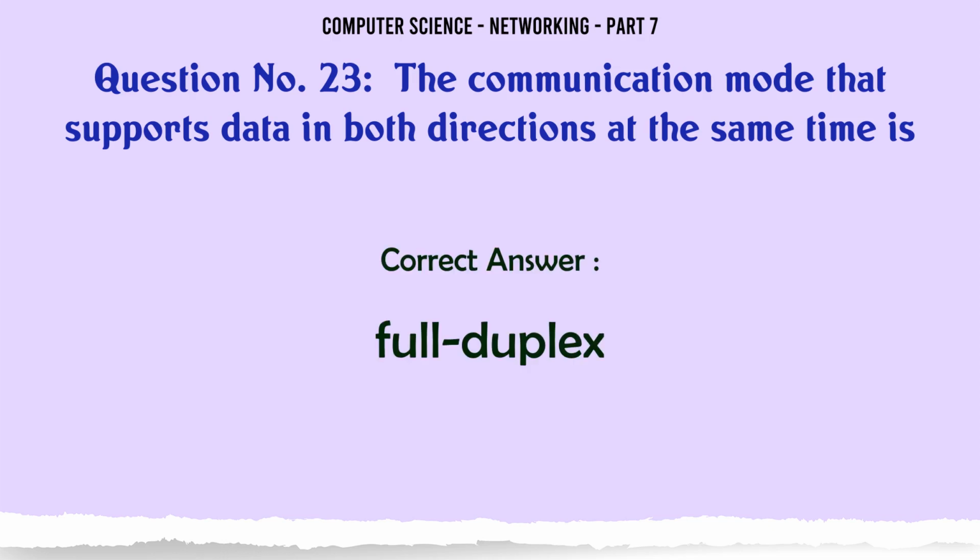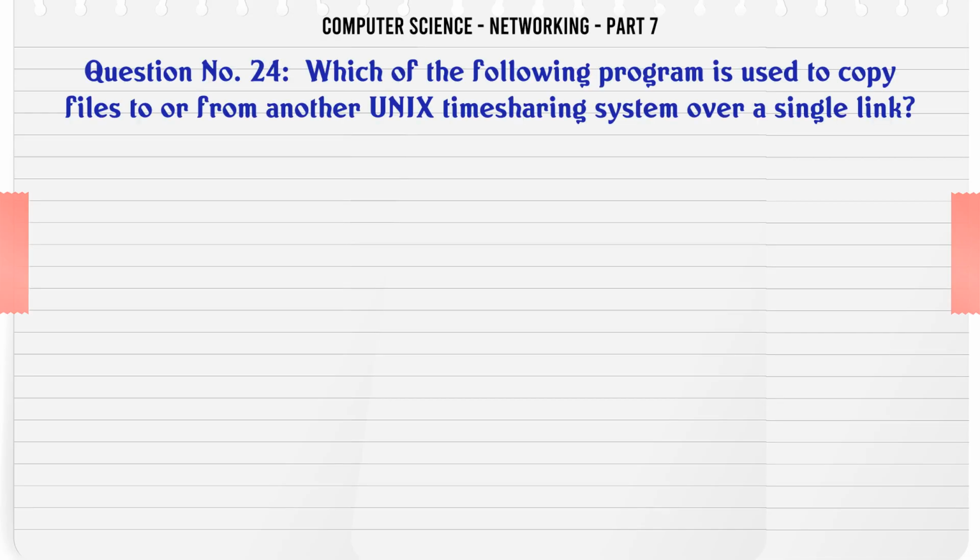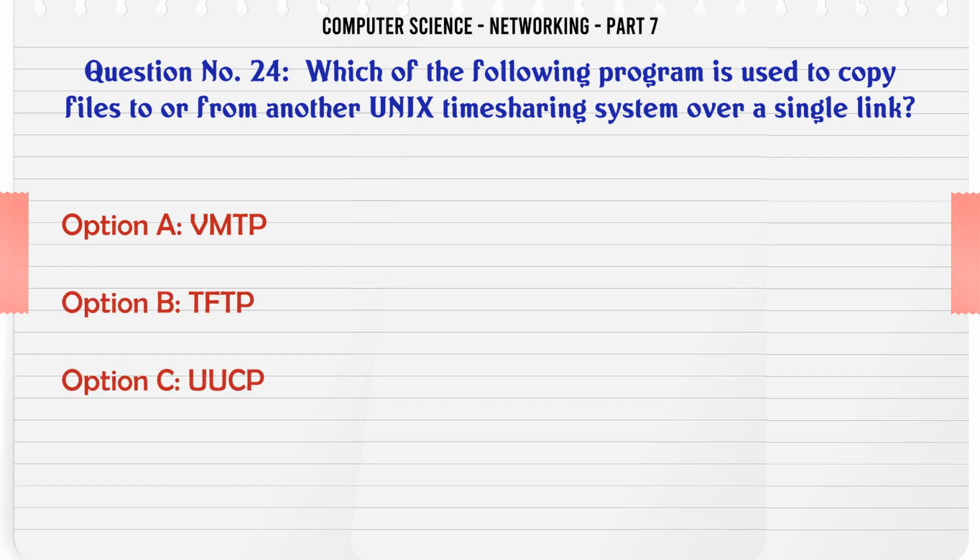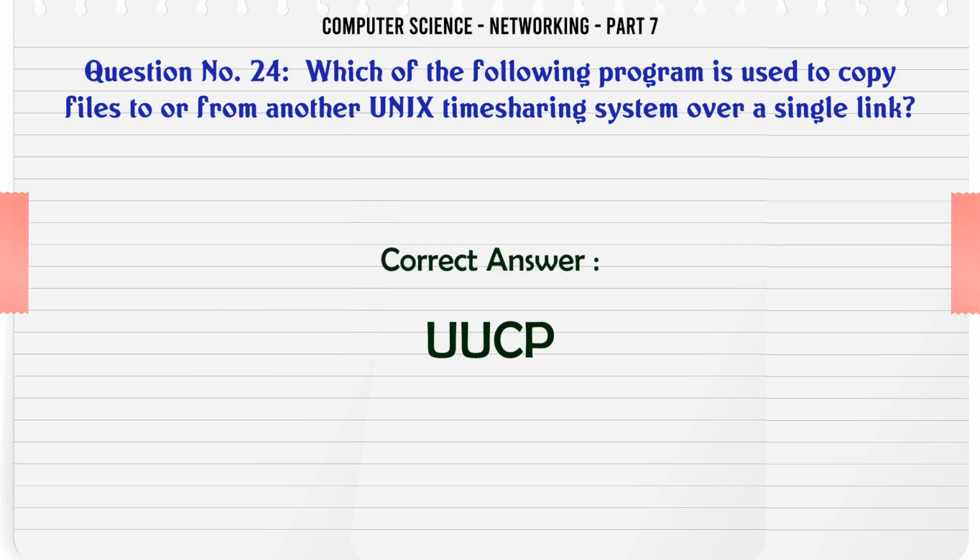The correct answer is full duplex. Which of the following program is used to copy files to or from another UNIX time-sharing system over a single link? A. VMTP, B. TFTP, C. UUCP, D. UART. The correct answer is UUCP.